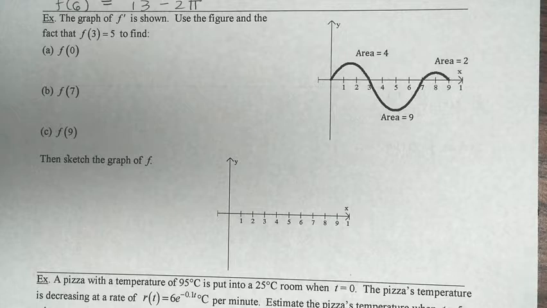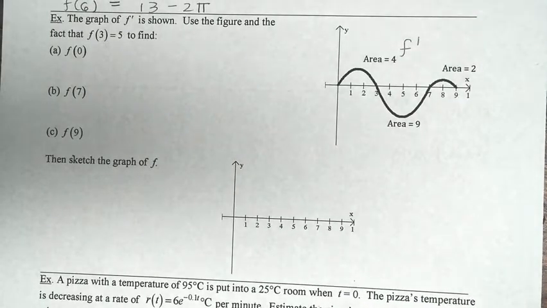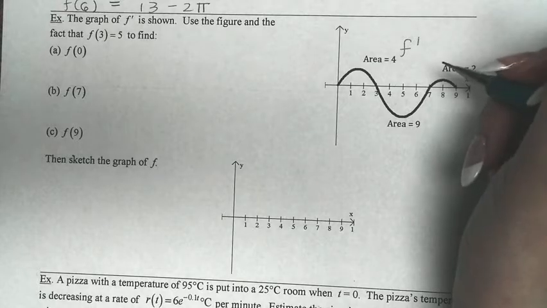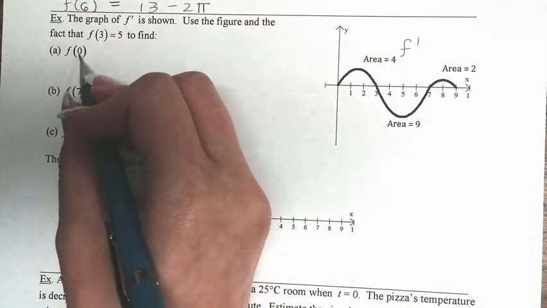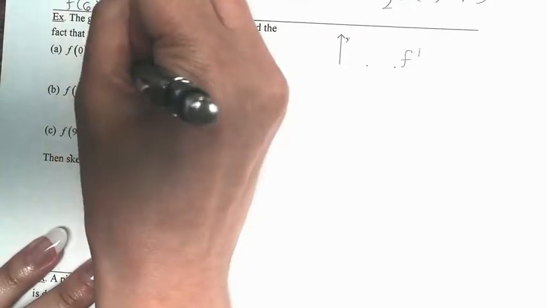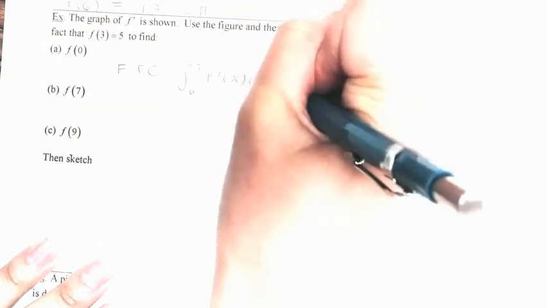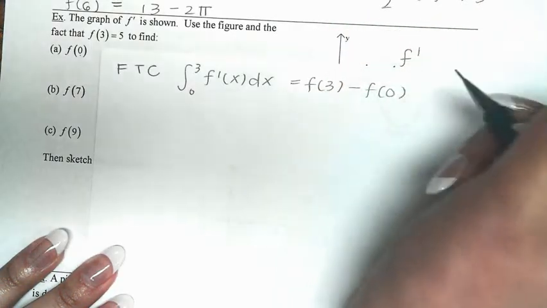For the following example, what you have is the graph of f prime. Okay, so let's label it f prime. So they want you to use the figure over here and the fact that f of 3 is equal to 5. Here they want you to find f of 0. So using the same idea, the fundamental theorem of calculus tells you that the integral from 0 to 3 of f prime of x dx is going to be equal to f of 3 minus f of 0. Okay?